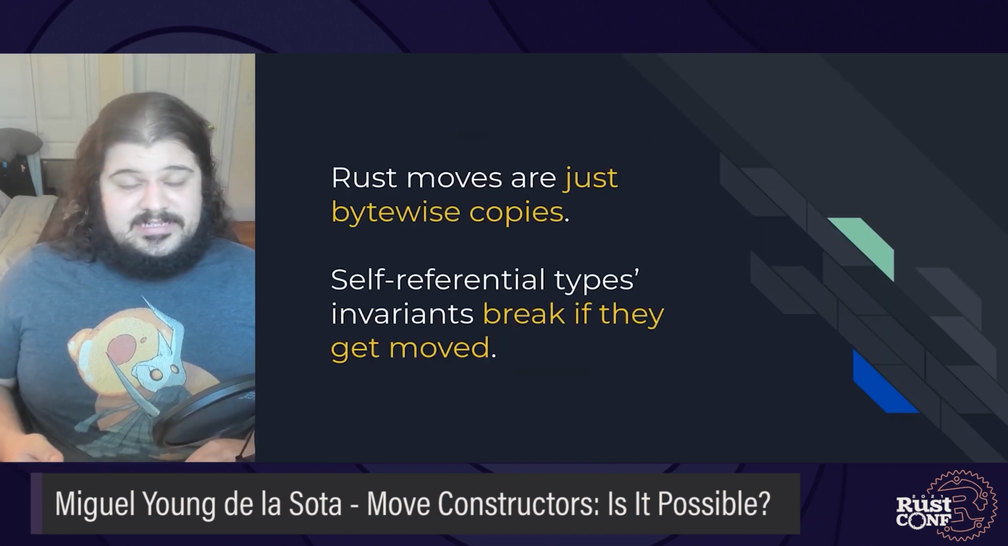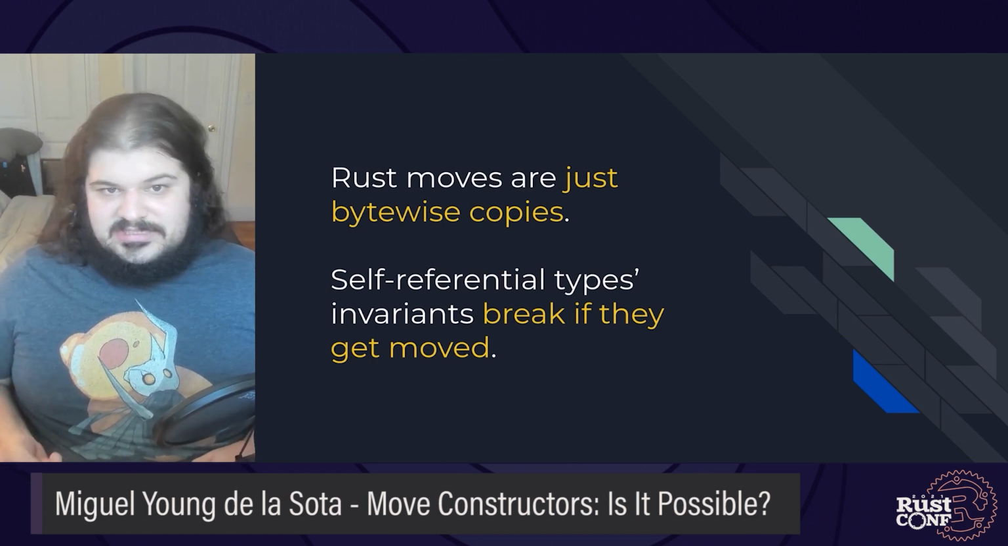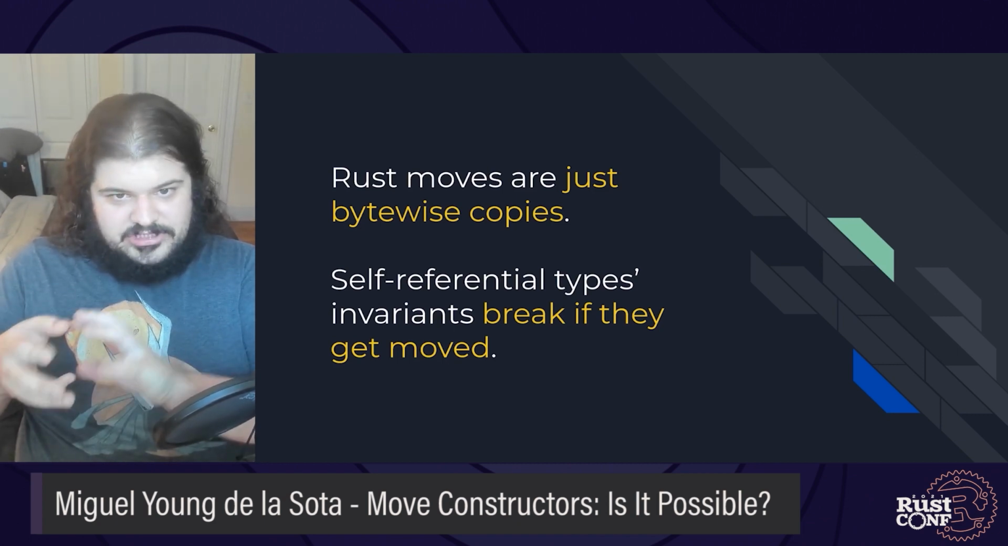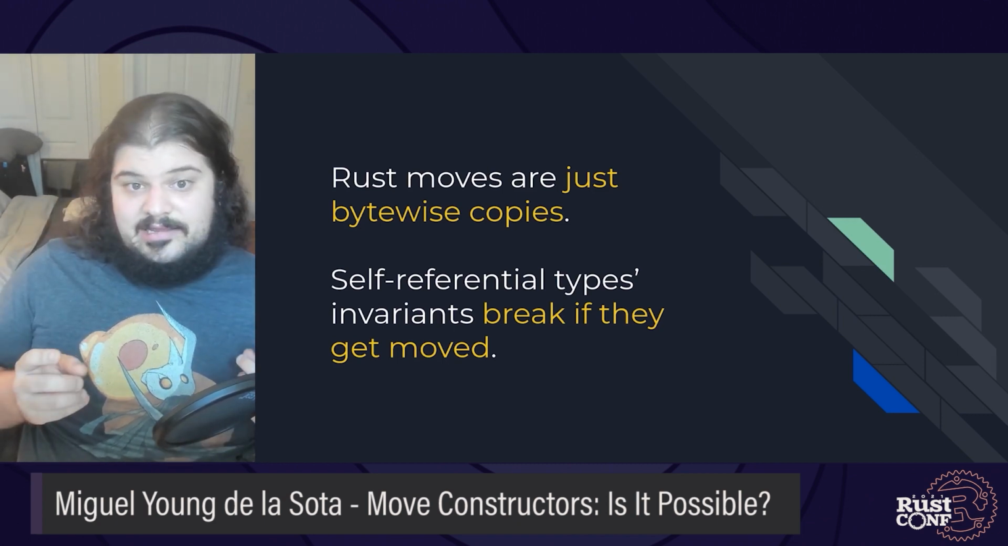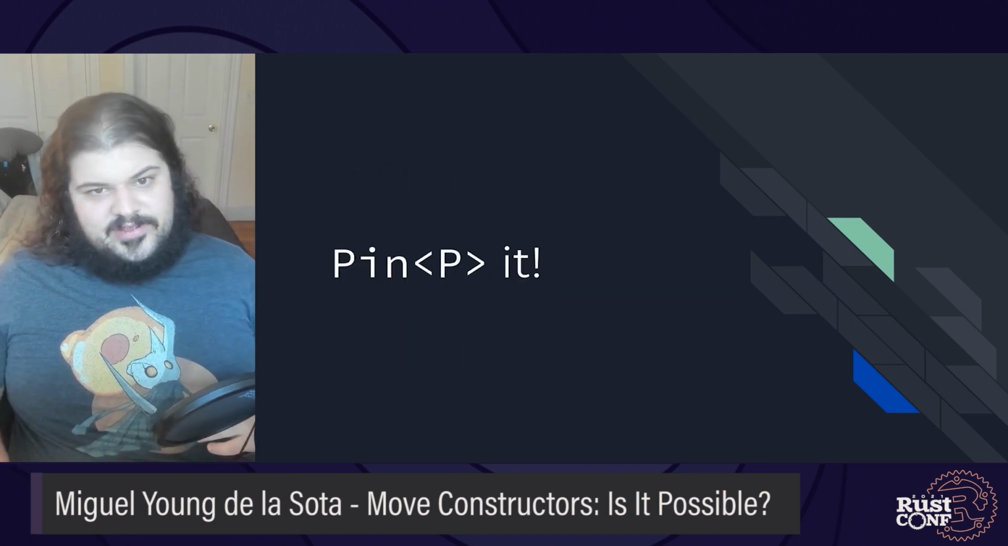Because Rust moves are implemented as bitwise copies, cycle doesn't get a chance to fix up its invariant. This is a general problem with self-referential types. Their invariants break if Rust moves them, and Rust really likes to silently move things. However, Rust does provide a good way to avoid this pitfall.